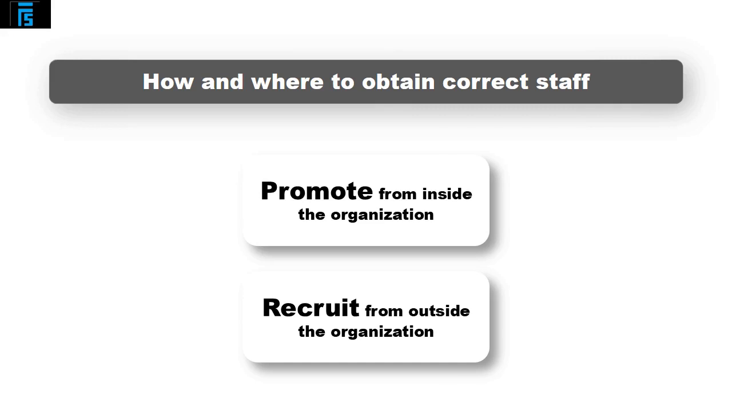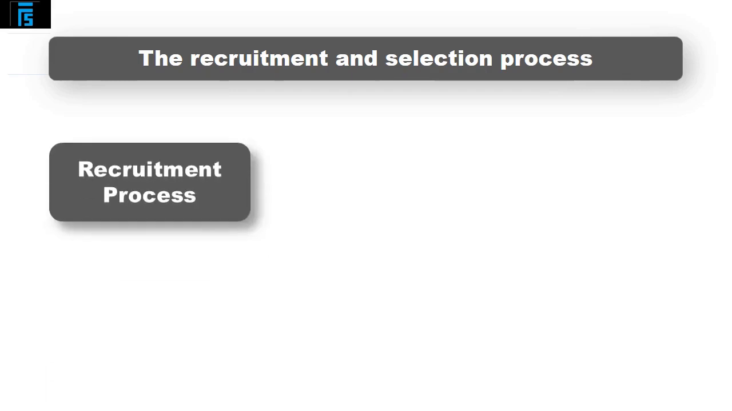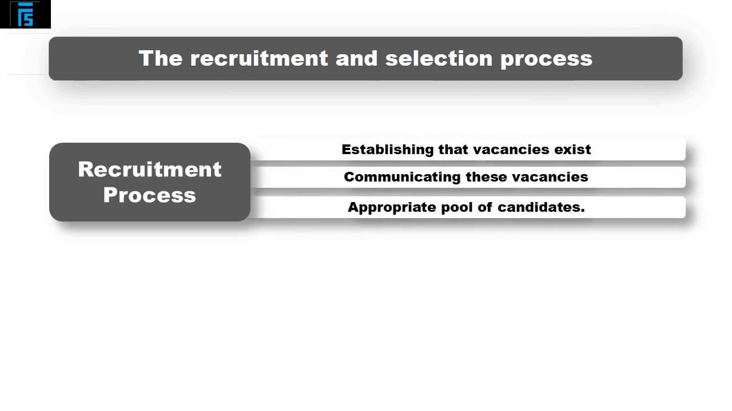So we've got, in this particular chapter, we're going to talk about recruitment and we're going to talk about selection. It makes sense, before we go any further, to talk about what the difference is between recruitment and selection. So, recruitment is the process of establishing that vacancies exist and communicating these vacancies to an appropriate pool of candidates.